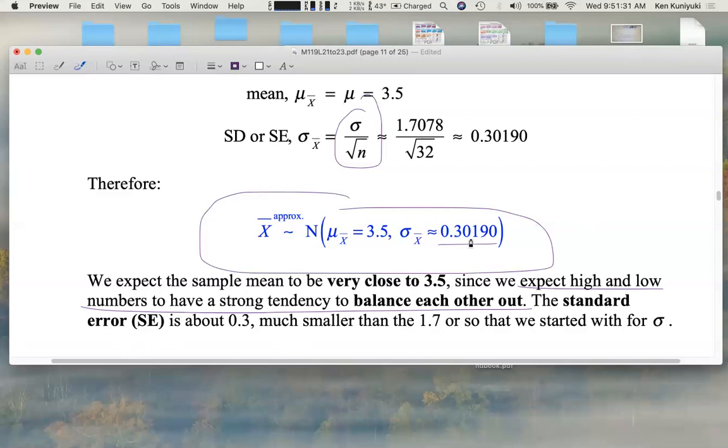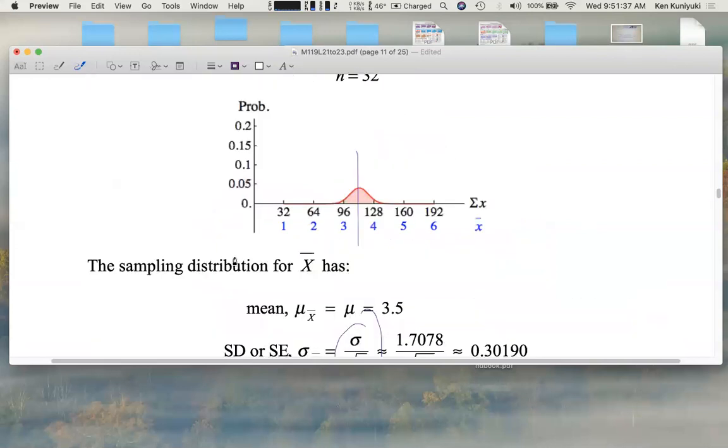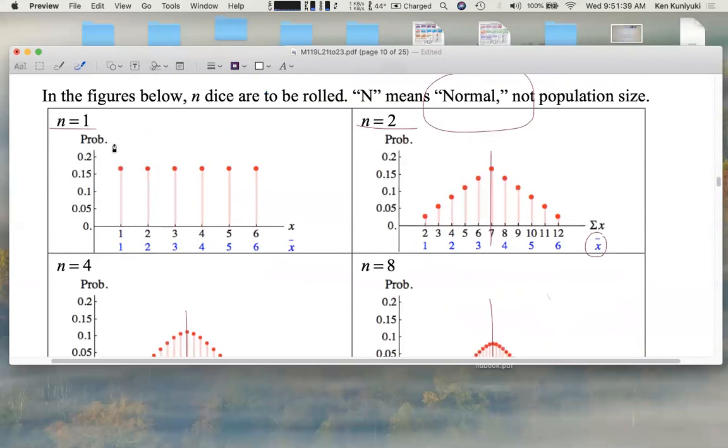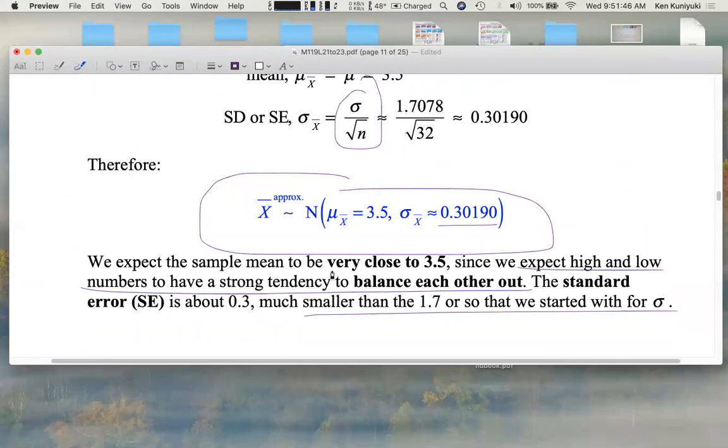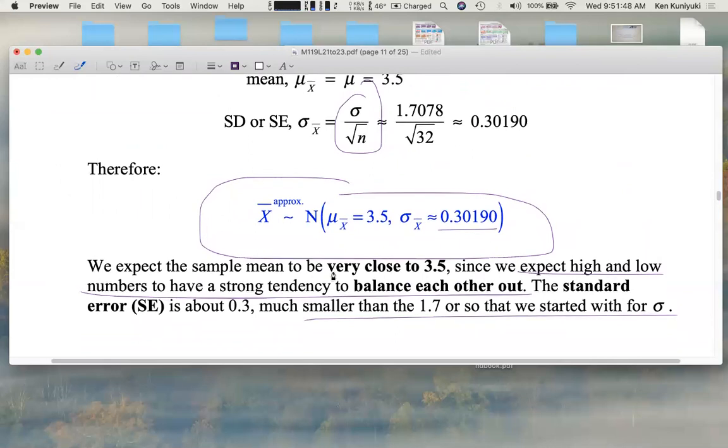The standard error is about 0.3, which is way less than the 1.7 that we started out with for Big Daddy Sigma, the standard dev for the original uniform distribution, n equals 1 die. So that was an application of the CLT to the case of 32 dice.